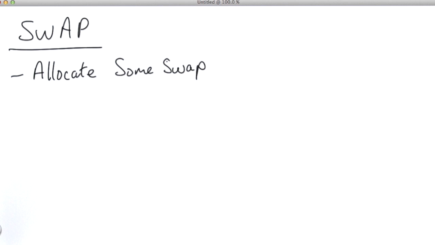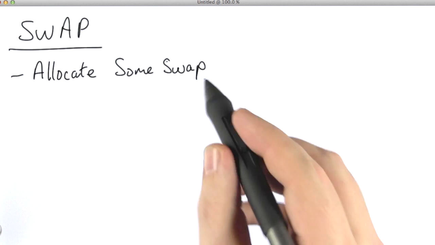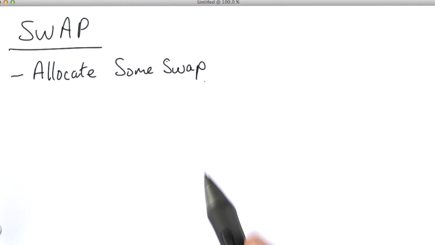Next up, we'll talk about swap. You're going to want to allocate some swap for any system that's running MongoDB. Now, for general operations, the allocated swap space is not going to be used that much. It's going to be used rather sparingly, in fact.